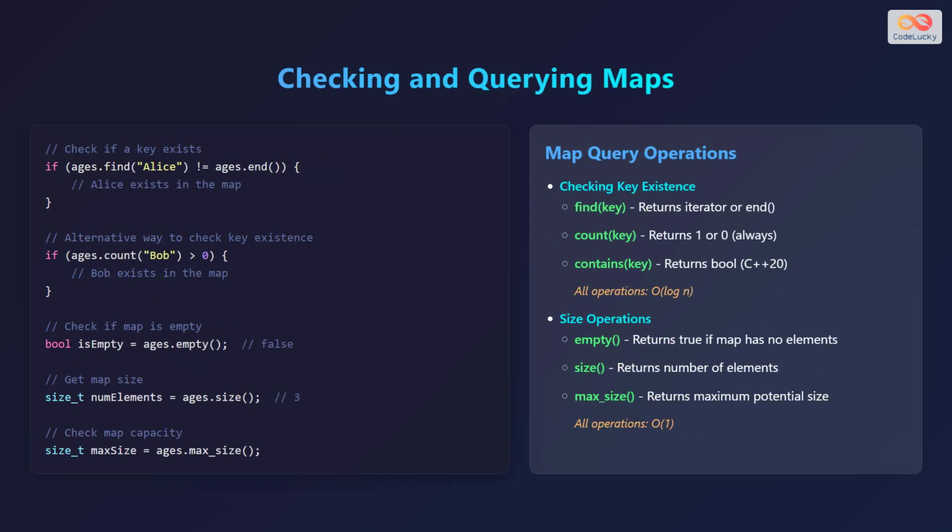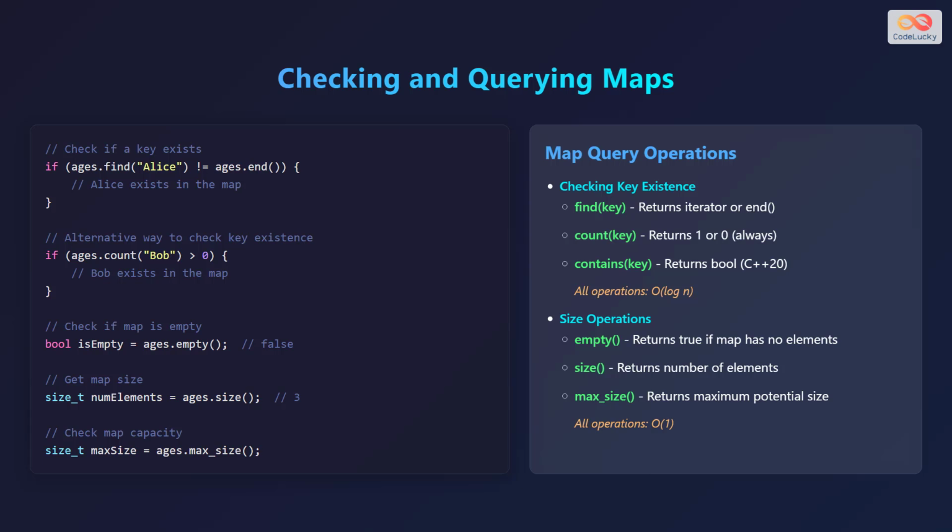Here are ways to check and query maps. To check if a key exists, call ages.find("Alice") and see if it does not equal ages.end(). You can also check key existence by calling ages.count("Bob") and comparing with 0. To check if the map is empty, call ages.empty(). This returns true or false. To get the map size, call ages.size(). To check map capacity, call ages.max_size().